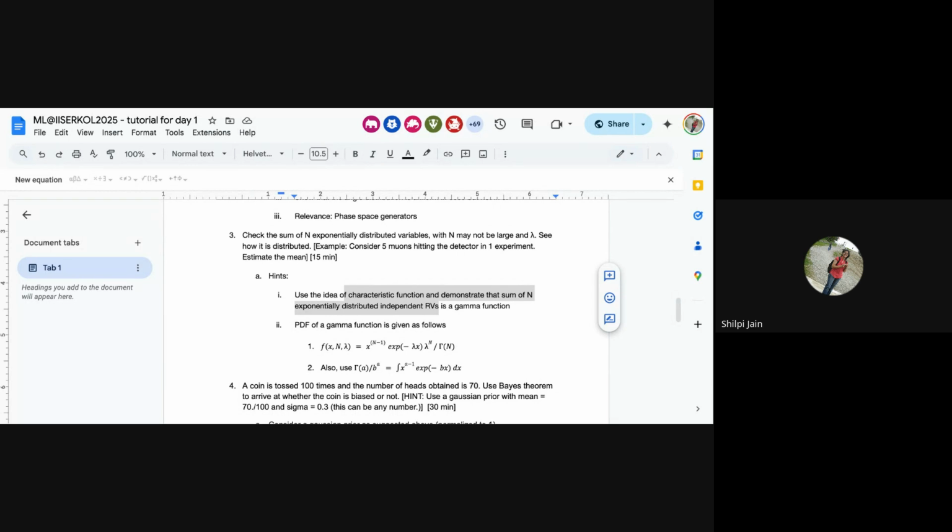Are the steps clear? If not, then I can do the exercise.